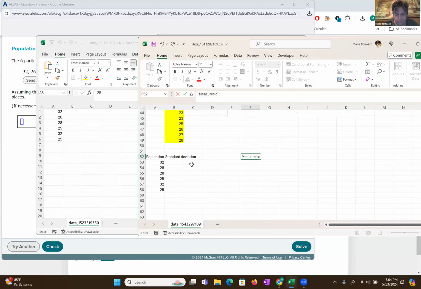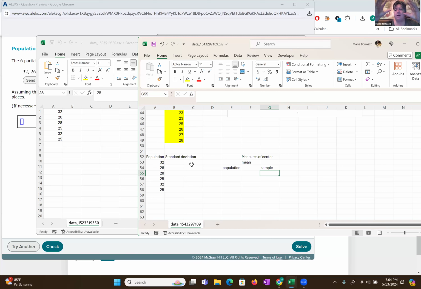Measures of center. We talked about mean, median, mode, right? So there's a mean. In the mean, there's a population mean and there's a sample mean. So do you have all the data, every single piece of data you need, or do you have one piece of data or a smaller piece of data?